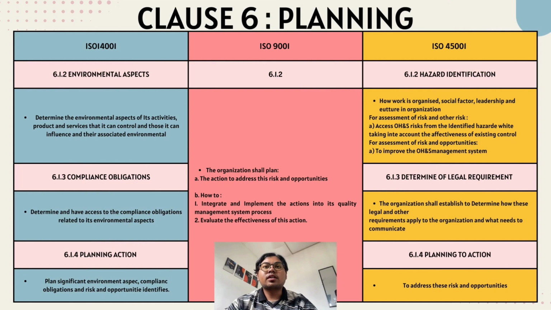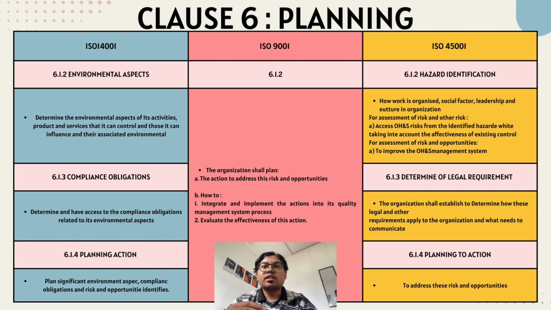Next, for clause 6 is 6.1.2. These three ISOs have a similarity in 6.1.2 but have a different name. For ISO 14001, 6.1.2 talks about environmental aspects. For example, determine the environmental aspects of its activities, products and services that it can control and those it can influence, and their associated environmental impacts.